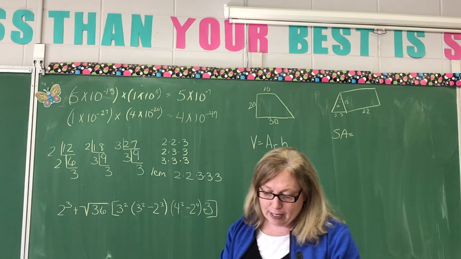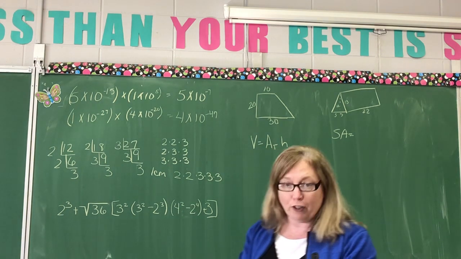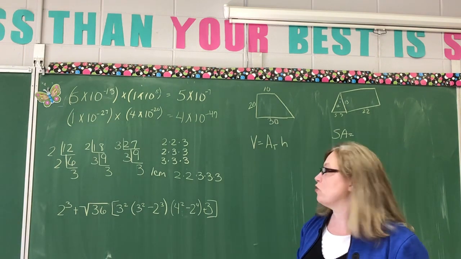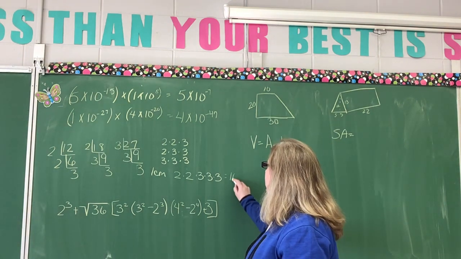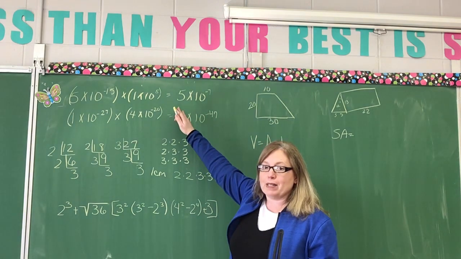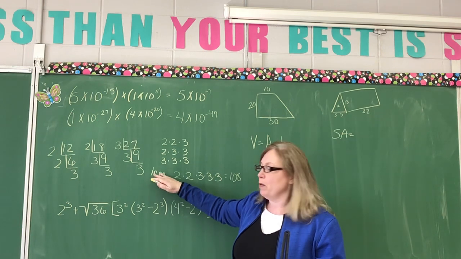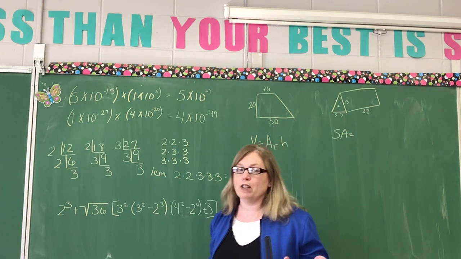Hopefully, when you did this, you found the least common multiple to be what? Hopefully, you found it to be 108. Okay? You should have got 108. If you have a problem with scientific notation, or if you need me to review least common multiples with you, let me know. I can have a conference call with you if that makes it easier.